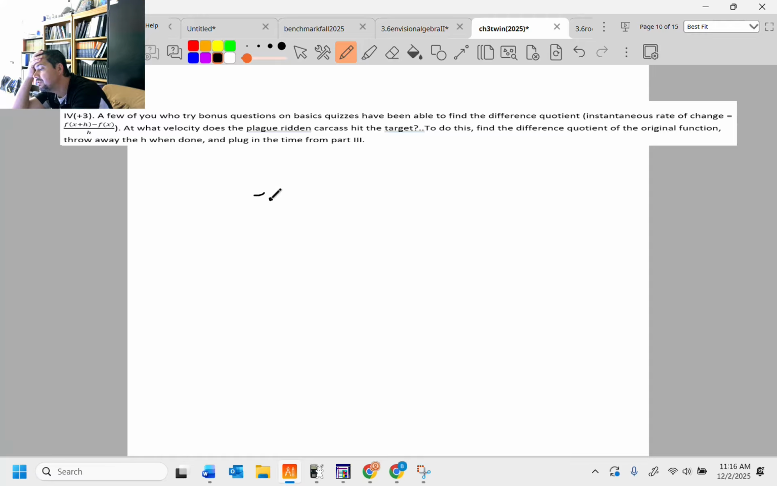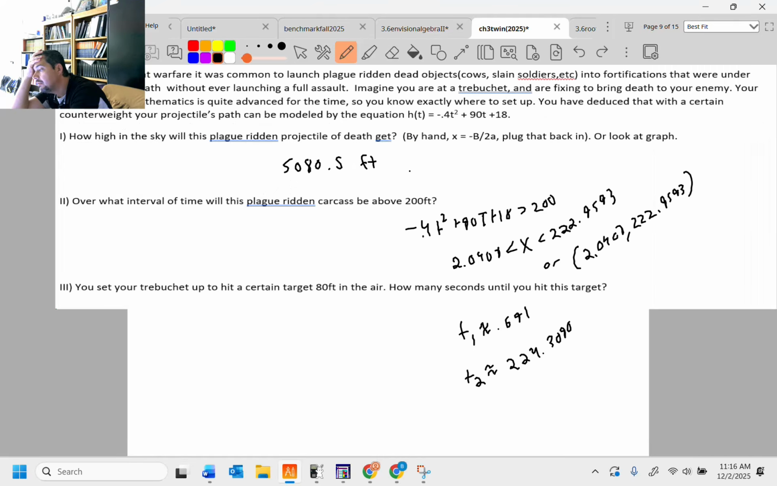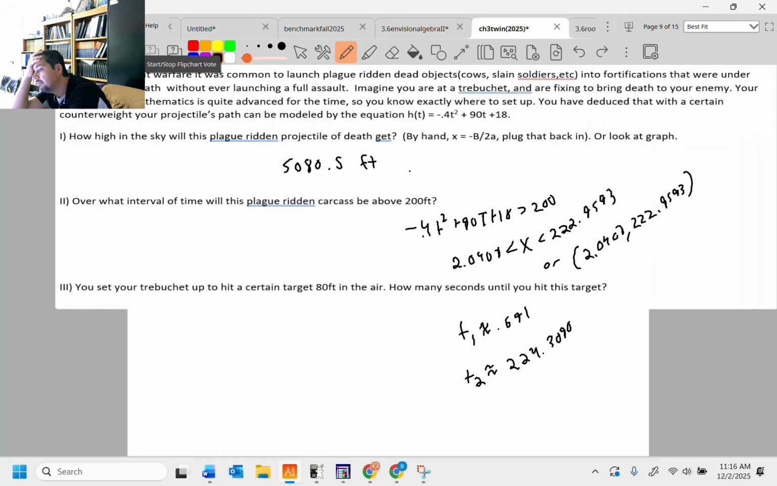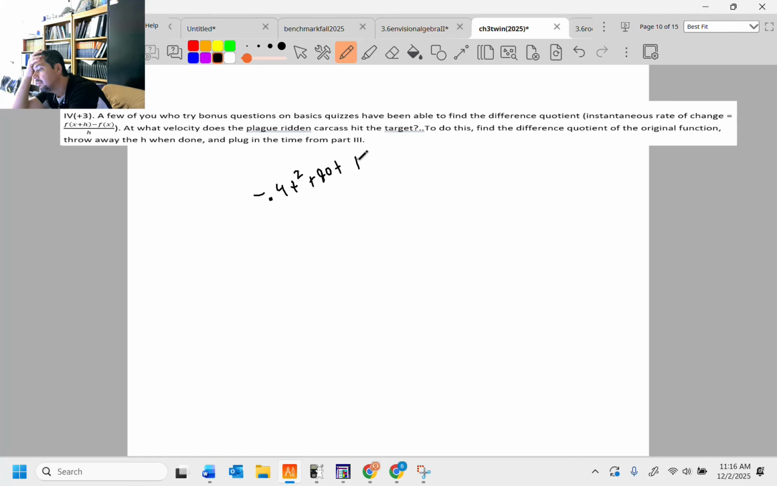This was the original function, negative 4t squared plus 90t, and then plus 18. Now, you're going to have to trust me here that the result of doing this is going to be negative 0.8t plus 90. Don't ask me how I did it. I just did it, and it was hard, okay?